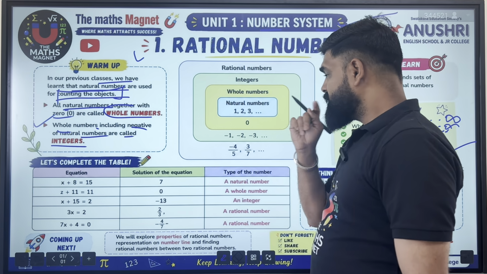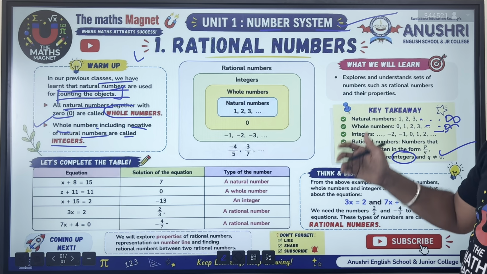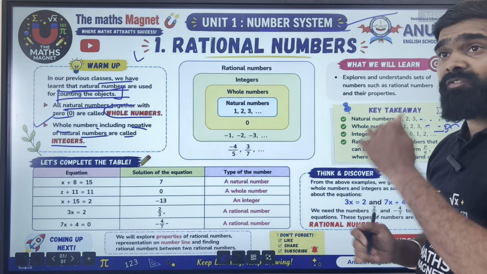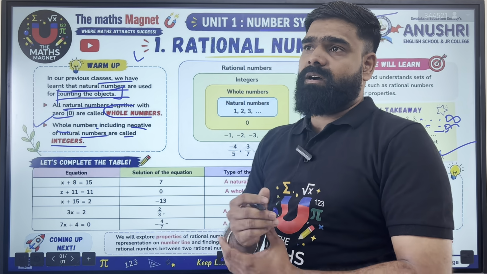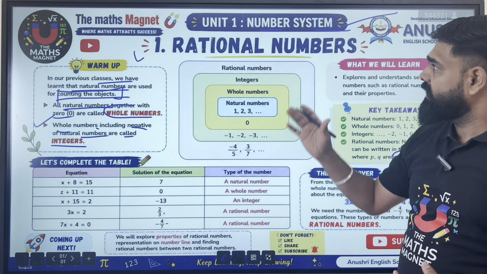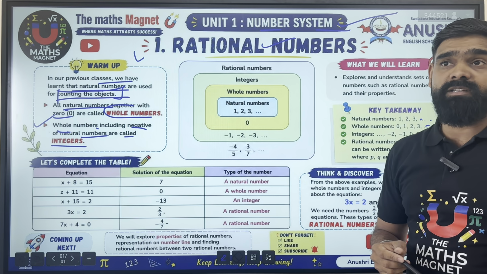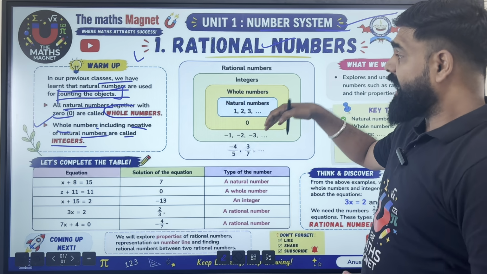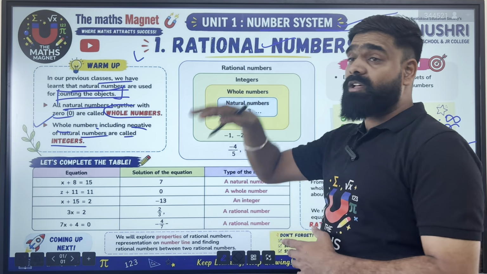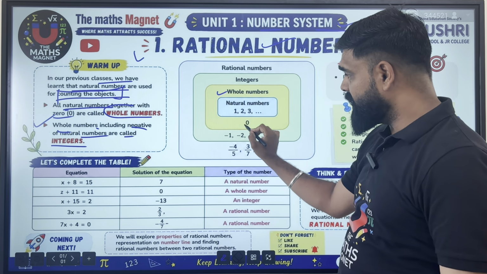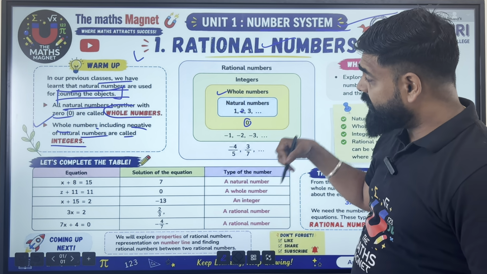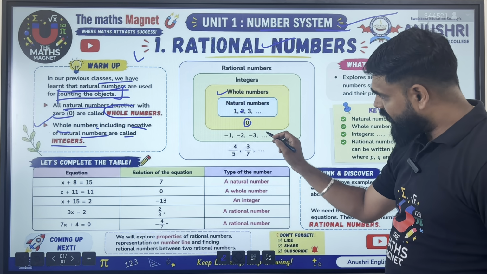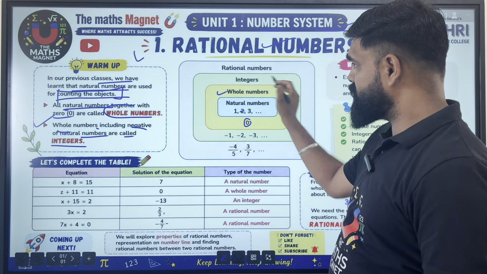Now let us understand this using a diagram. These are the natural numbers. When we include 0 in that, it becomes whole numbers: 0, 1, 2, 3. When we write the negative numbers also, minus 1, minus 2, minus 3, along with 0, 1, 2, 3 positive numbers, that becomes integers.